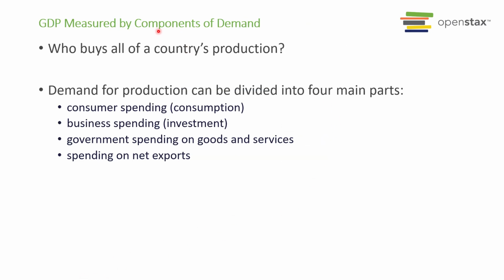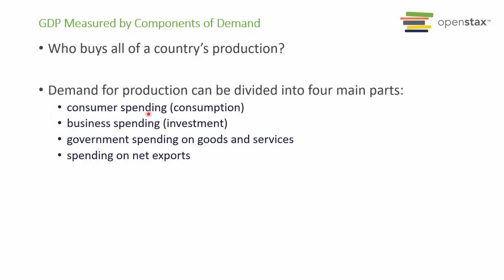Okay, so now let's focus on the first part, which is who purchases all of the things that the economy produces. So we're going to look at the components of demand now. All right, and demand is going to be broken down into 4 buckets.